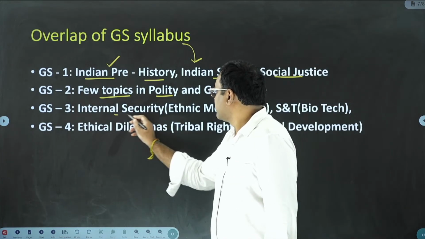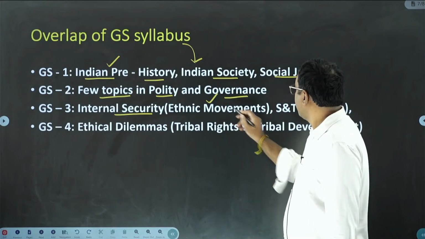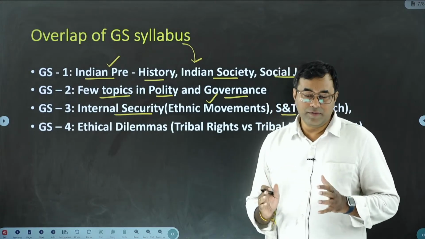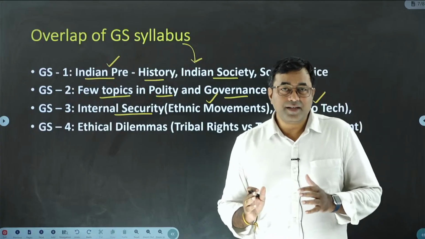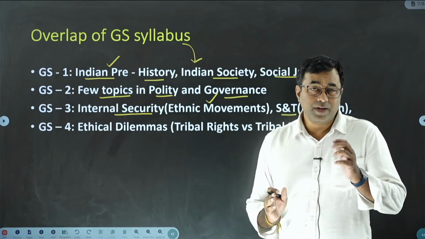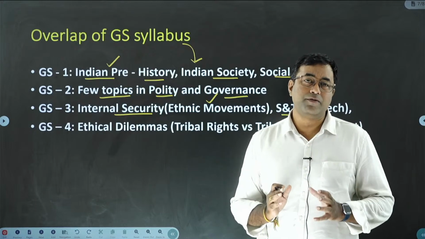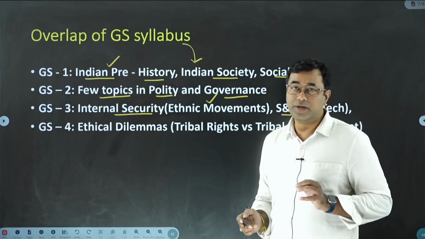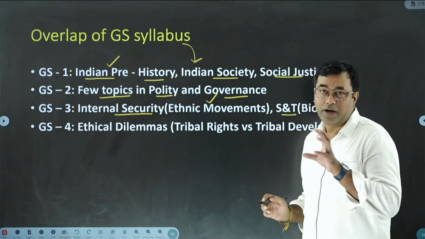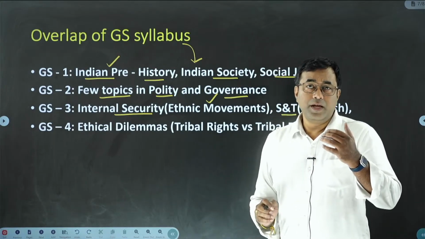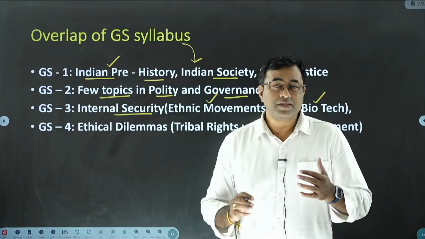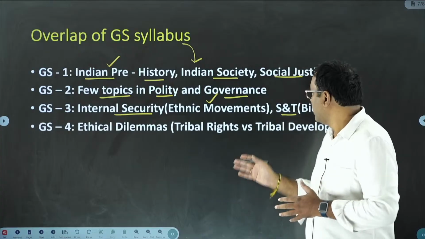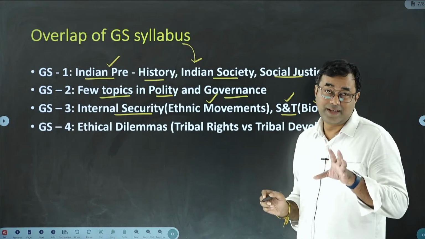Next, GS 3 consists of internal security, for example ethnic movements, and science and technology, biotechnology-related topics. In anthropology we have ethnic movements and ethnicity, concepts we will understand from the tribal point of view. If you read these topics, you can automatically write better answers on internal security. Next is science and technology, where biotechnology is given. Biotechnology relates to genetics. In physical anthropology we correlate genetics and its development in the recent past, which helps to maximize the score in science and technology.